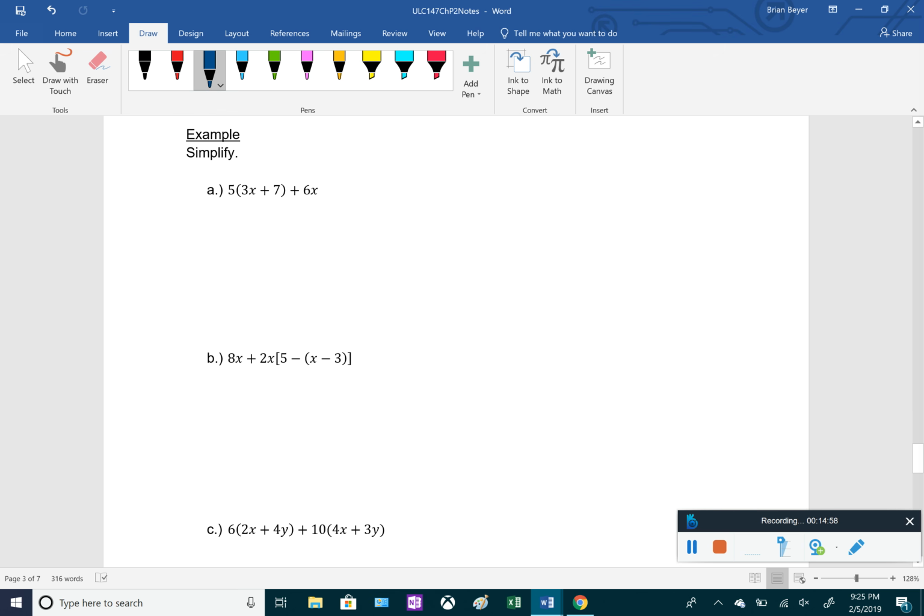So for the first example, we have 5 times 3x plus 7 plus 6x. So for all of these, what we're going to have to do is pretty much distribute and then combine like terms. So first we have to distribute this 5. So distributing that 5 is going to get us 15x plus 35, and then plus that 6x. So next, the like term is probably pretty obvious. We have an x in two x terms. So we could rewrite it with the x's next to each other. I'm just going to skip that for now. 15x plus 6x is 21x, so 21x plus 35, and that's our simplified expression.